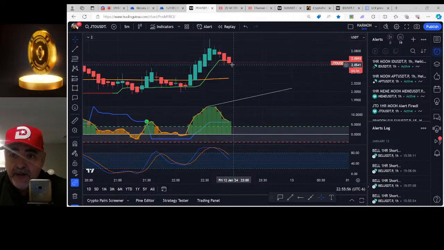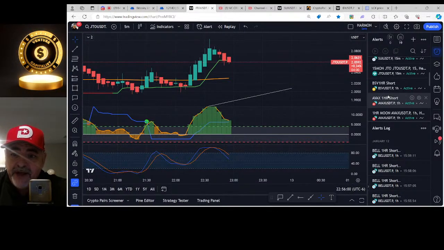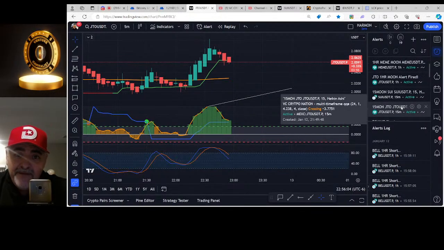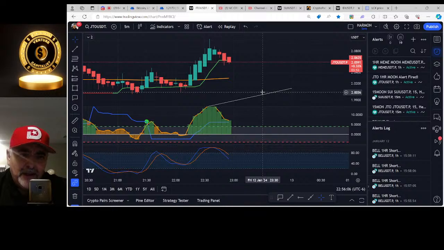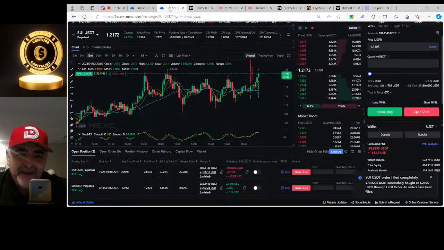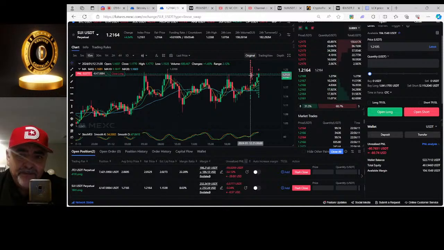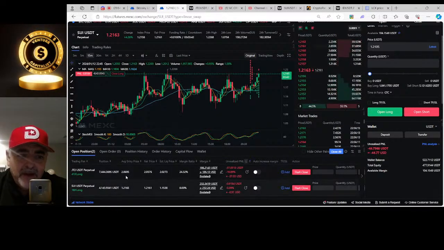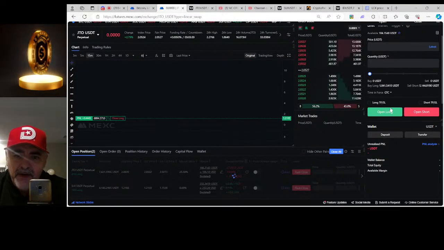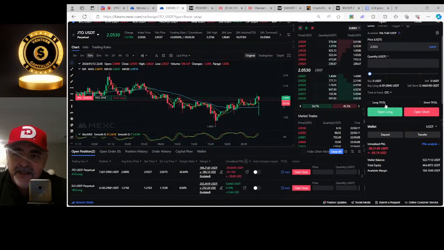All right, so we got 1, 2, 3, 4, 5 alerts here for the night. Not seeing the alerts actually come alive. And I think we have a lot of long alerts here set up, but not seeing those long alerts actually hitting, right? Let's go to JTO here. All right, so JTO had a pullback scenario here.